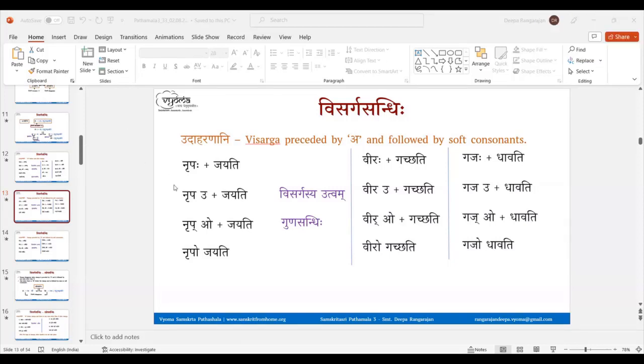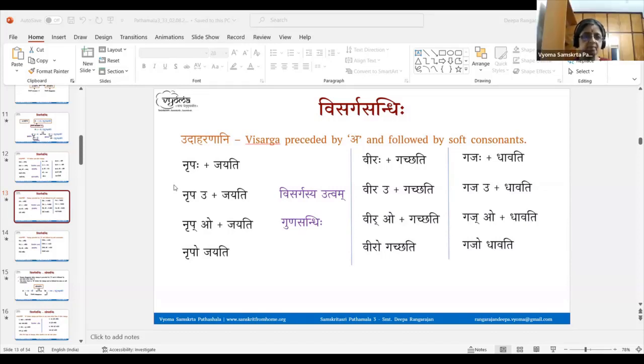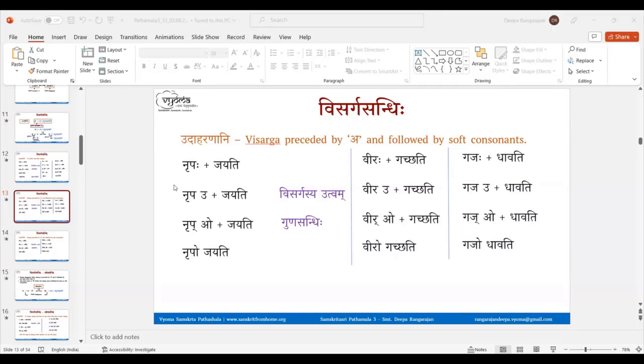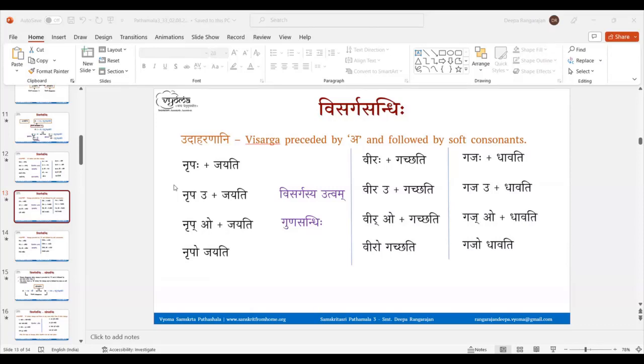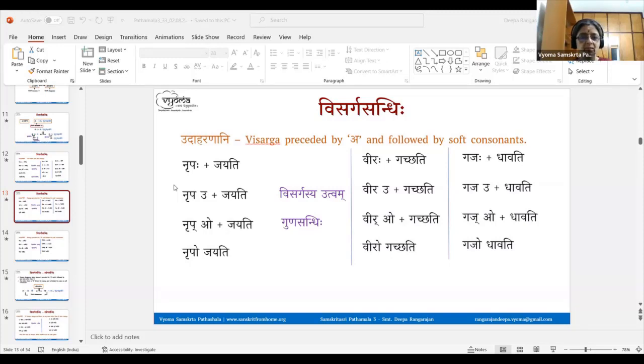Okay. And one other small question I have is like this example, when Nripaha becomes Nripa plus U. What is the intuitive reasoning behind the Visarga changing to U, madam? No, I think it is the way in which it is pronounced. So in Nripaha Jayati, Nripa Jayati, so Nripo Jayati. I see. It has to follow the natural way in which one is able to pronounce.